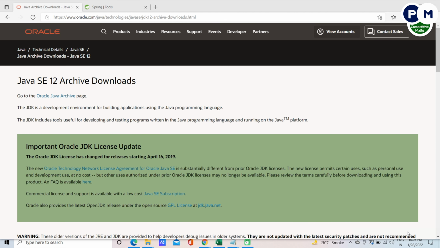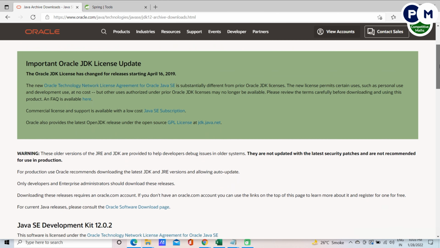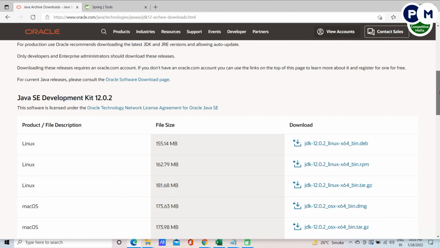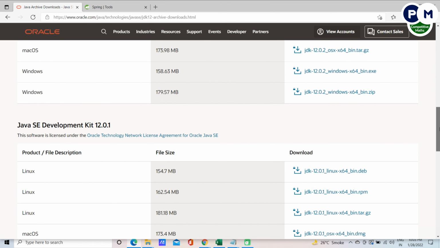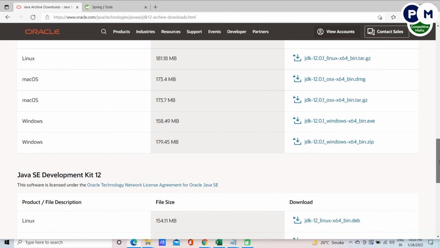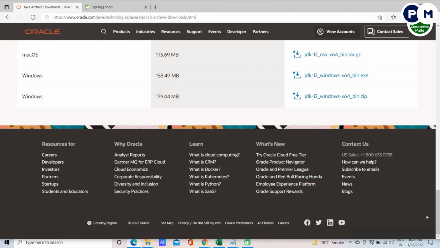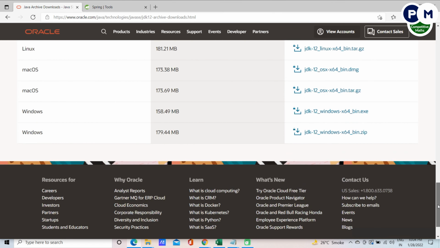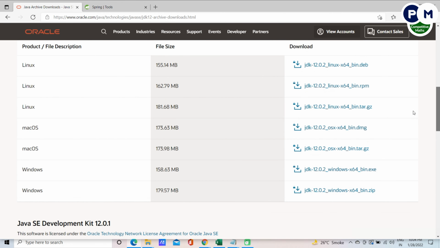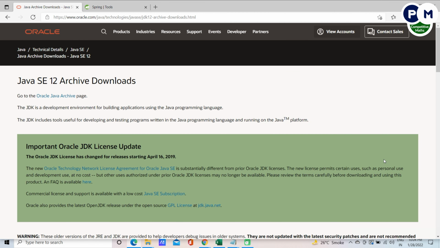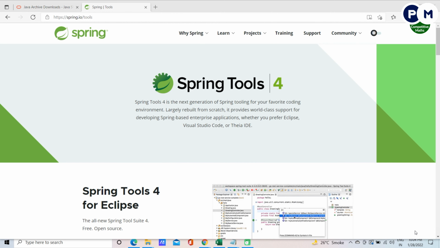Java is a high-level, class-based, object-oriented programming language that is designed to have as few implementation dependencies as possible. Programmers write once, run anywhere, meaning that compiled Java code can run on all platforms that support Java without the need for recompilation. The JDK is a development environment for building applications using the Java programming language.